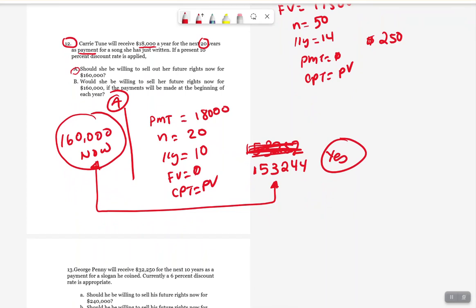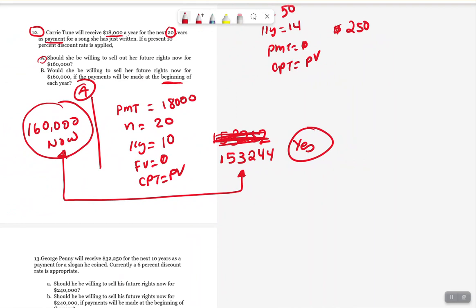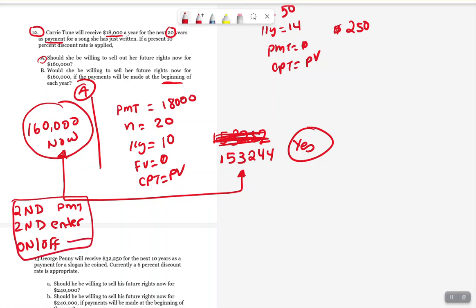Now the B part is a change. What the B part is telling you is, what if the payments were made at the beginning of the year? Again, you need to put your calculator in begin mode. So when you put your calculator in begin mode, you do second function, second payment, second enter, press the on and off button, and when your calculator turns on, you should have a BGN mode.